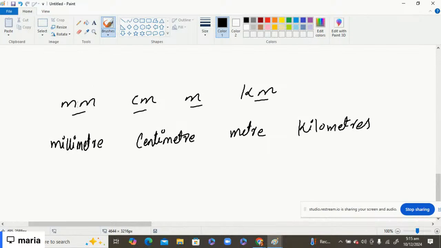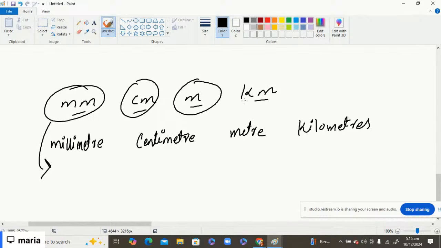So for the smaller things, millimeter, centimeter or meter is used, and for the larger things we use kilometers. For example, if they are talking about the length of the human body, we are not measuring it in kilometers, because it's not in thousands, it's only a few meters.